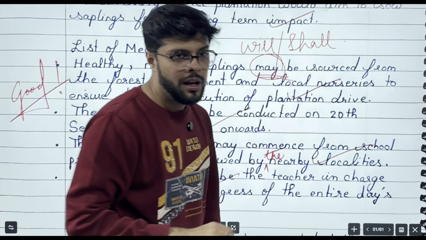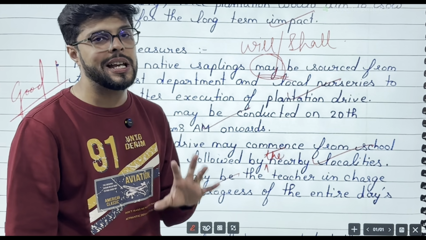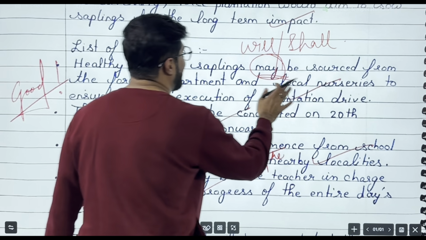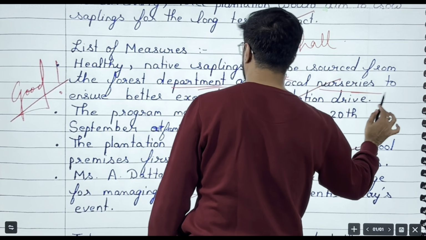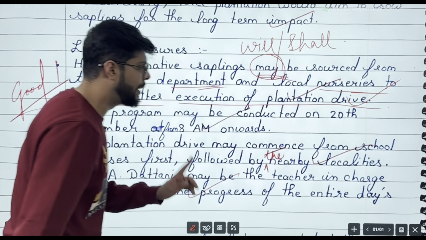Now this advice was given last year that instead of writing will or shall, students should focus on writing may, because may sounds more polite and formal. So try using may because it was advised by the council. ठीक है, so healthy native saplings may be sourced from the forest department and local nurseries to ensure better execution of plantation drive. Point number 1.